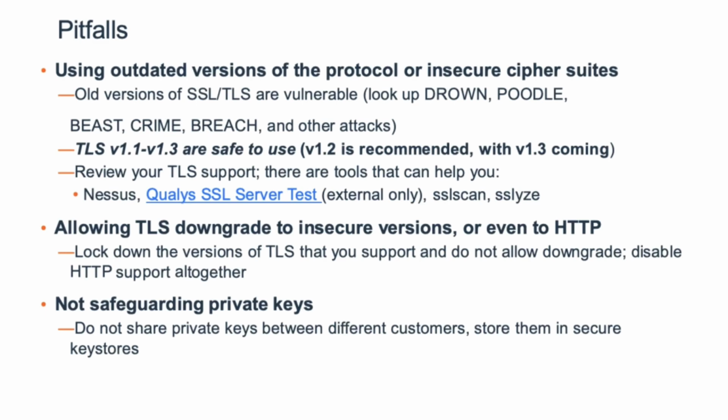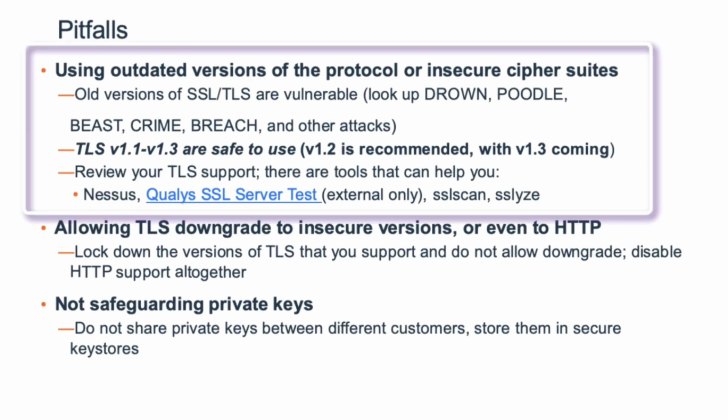What are some other problems? Sometimes products use outdated versions of the protocol or insecure cipher suites. Old versions of SSL and TLS are vulnerable. You can look up, there are all kinds of very famous attacks against them: Drown, Poodle, Beast, Crime, Breach, and there are others. They all have fancy names. But basically, over time, older versions of SSL and TLS were found to be insecure. They had problems with them. Those problems were subsequently rectified, and today we recommend TLS version 1.1 and up. Actually 1.1 is still considered secure, 1.2 is the recommended one. If you use anything below that, you may be in danger.